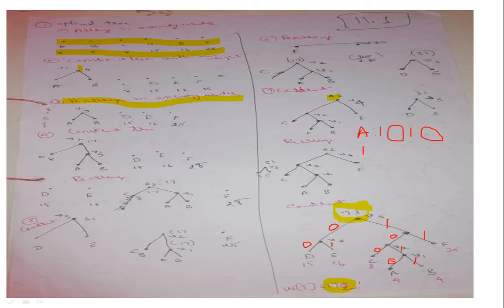Next, similarly for B, we'll be having 1, then 0, then 1 1. Then for C, where is C? Here it is. It is 1 0 0. Next for D, where is D? Search it. It is here. It is 0 0.